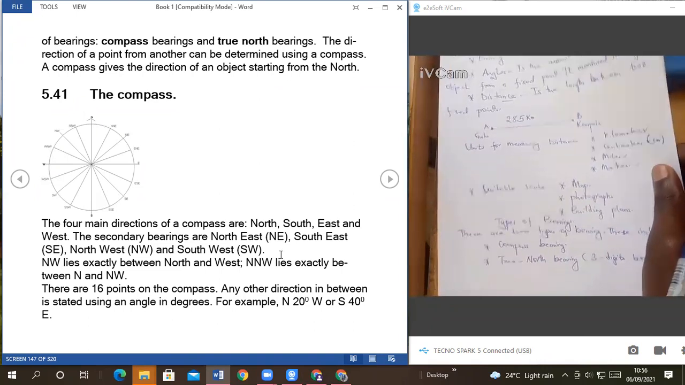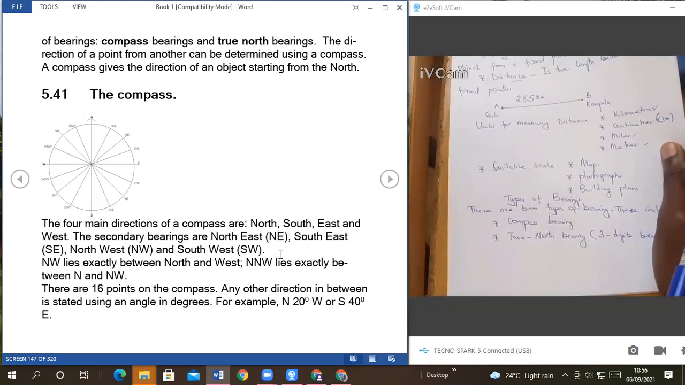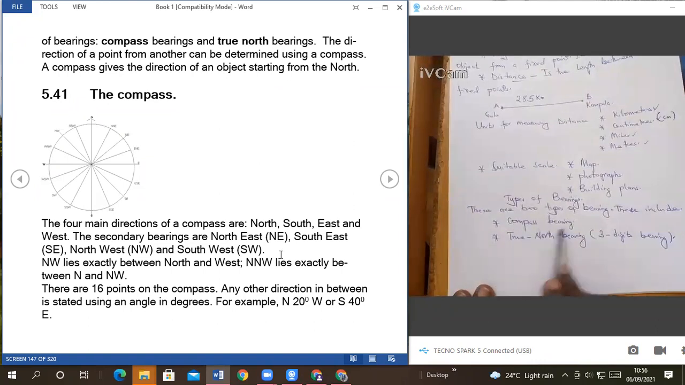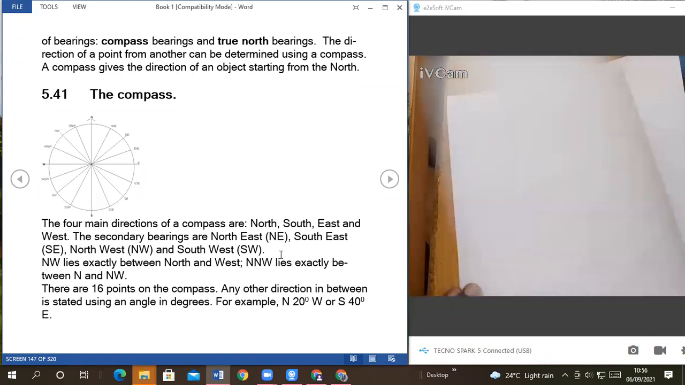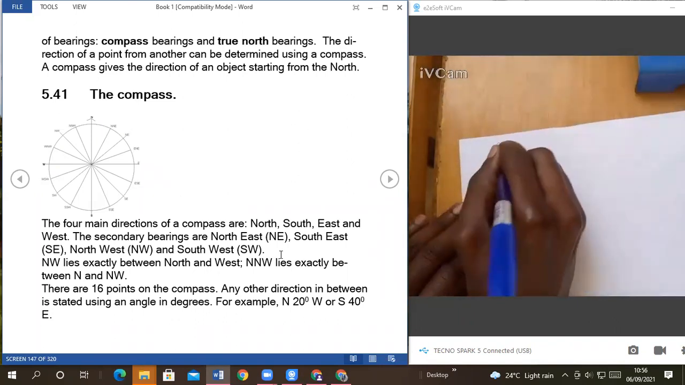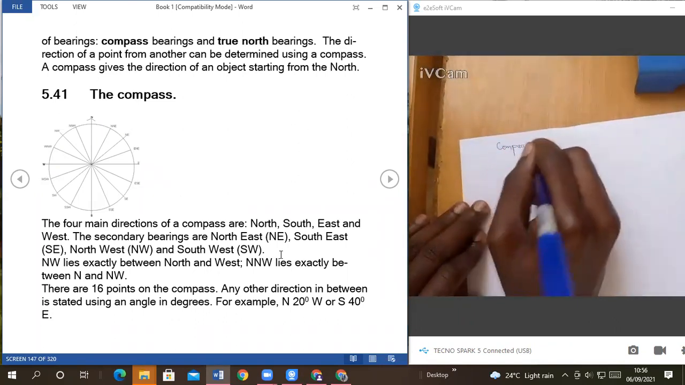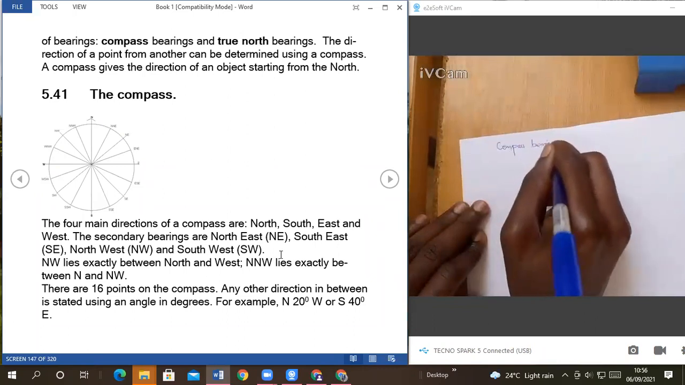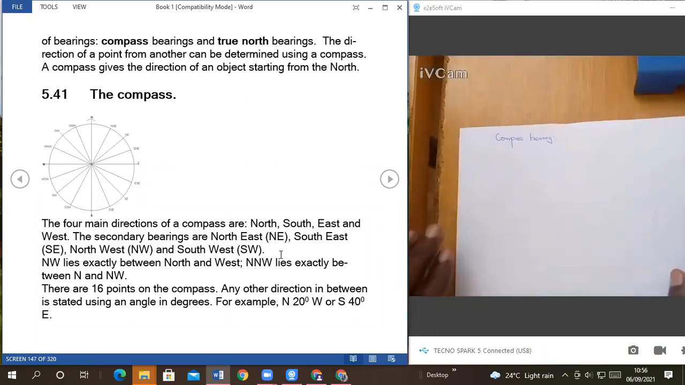Now let's start. I think the problem is with the network. Yes. Let's check compass bearing. Let's start with compass. Subheading, members. Can you write compass bearing? Compass bearing.